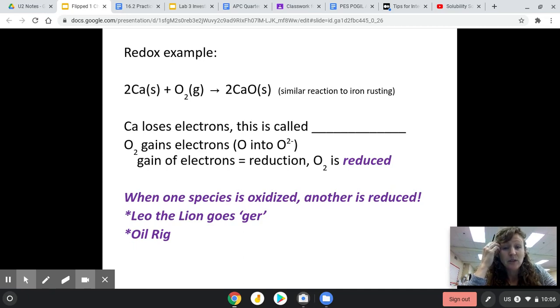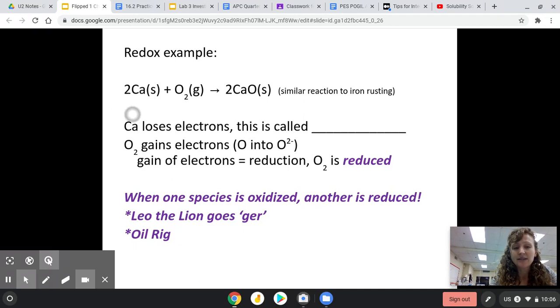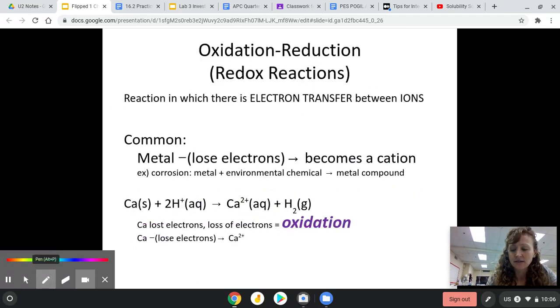So this is a similar reaction. You can see it's not quite as obvious because those ions aren't listed for you.